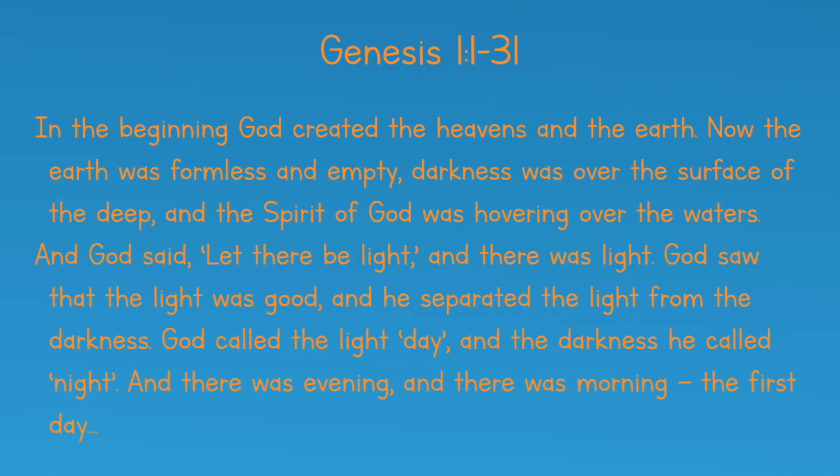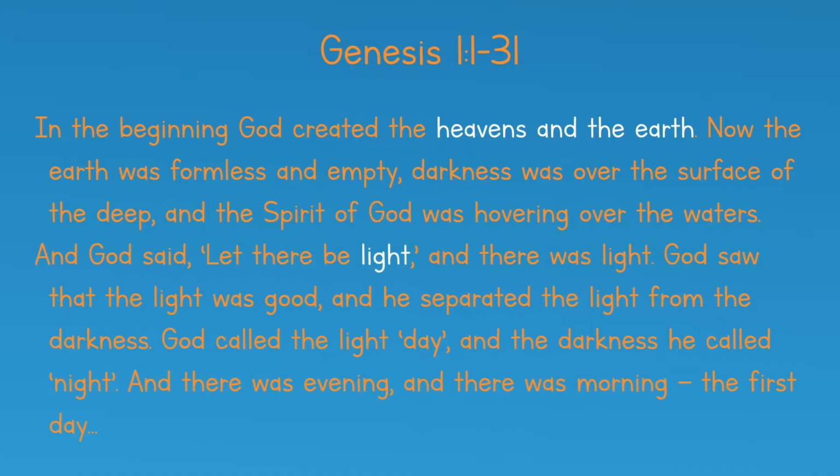In the beginning, God created the heavens and the earth. Now the earth was formless and empty. Darkness was over the surface of the deep, and the Spirit of God was hovering over the waters. And God said, "Let there be light." And there was light. God saw that the light was good, and he separated the light from the darkness. God called the light day, and the darkness he called night. And there was evening, and there was morning, the first day.